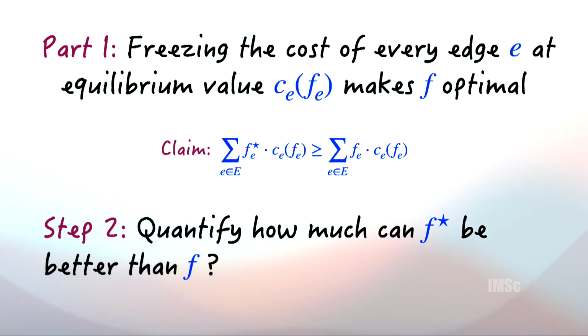In a way, instead of thinking of the whole graph, think about each edge as being a network in itself. So across each edge, if I knew that f star is no better than f by a certain amount, then across all the edges, I would have the same bound. That's the analysis.